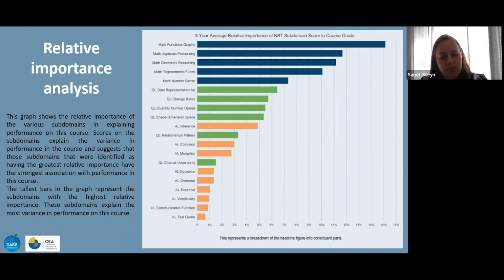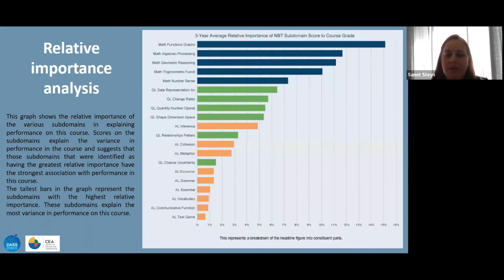But what's important to mention here is that just because a subdomain comes out in terms of highest relative importance doesn't necessarily mean that that subdomain is present in your course in that format. It could also be a proxy for a type of thinking.